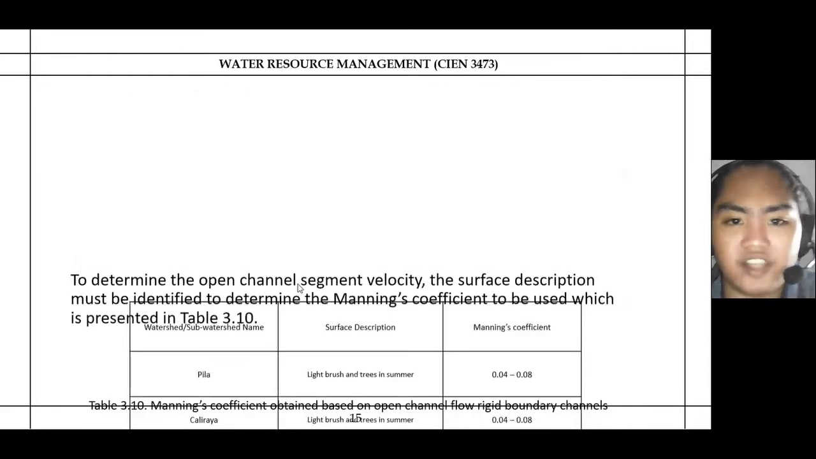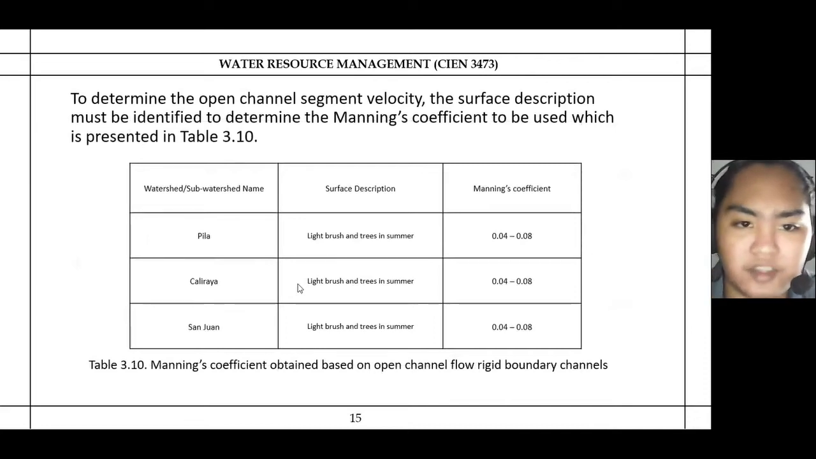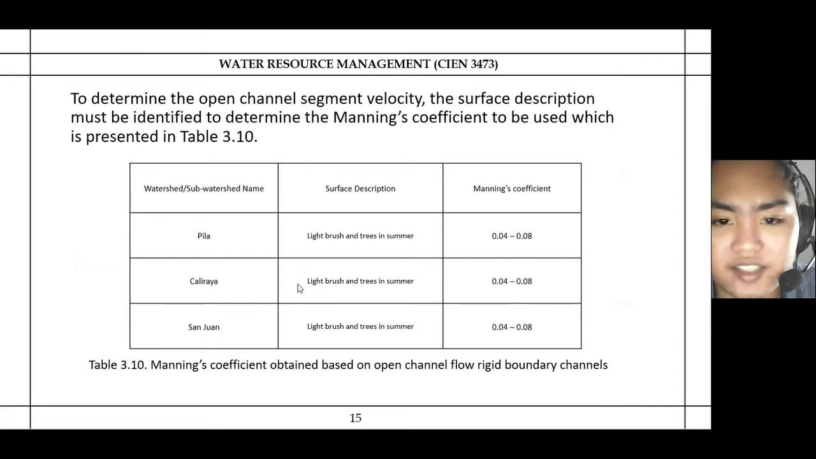To determine the open channel segment, the surface description must be identified. Table 3.10 was the Manning coefficient based on open flow rigid boundary channels. The Pila has light brush and trees in summer, which is equivalent to a Manning coefficient of 0.4 to 0.8. San Juan and Caliraya also have light brush and trees in summer, with a Manning coefficient of 0.4 to 0.8.